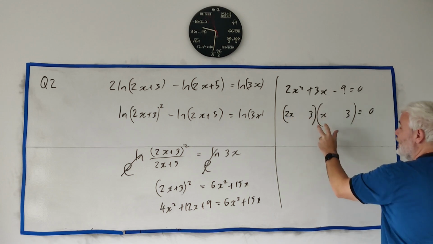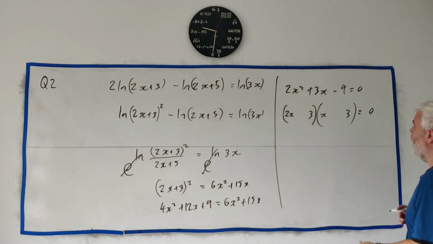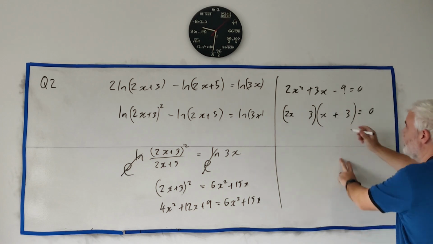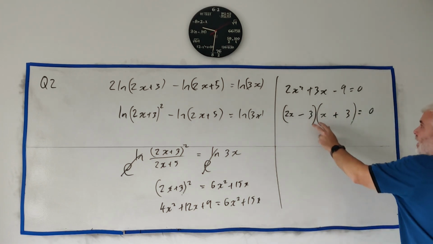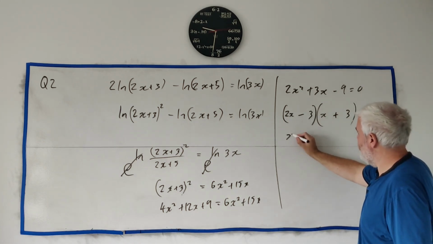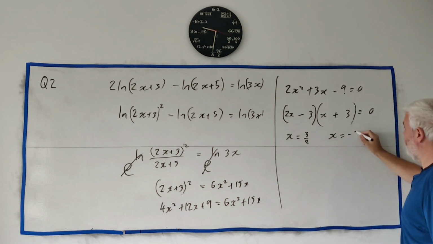Play around with it, but 3 by 3 works because 3 by 2 is 6 and 3 by 1 is 3. 6 and 3 can combine to get 3. Let's see, we need plus 3 here, so we'd need a plus 6 minus 3 to get that. And a minus 3 by a plus 3 does get 9. This gives two answers. x is equal to 3 over 2 and x is equal to minus 3.